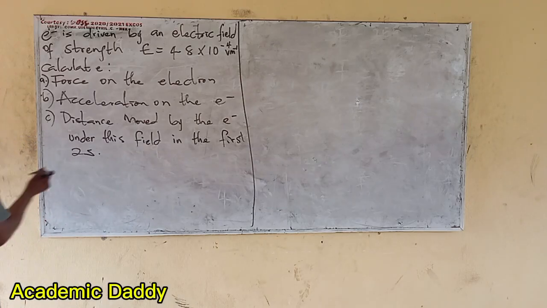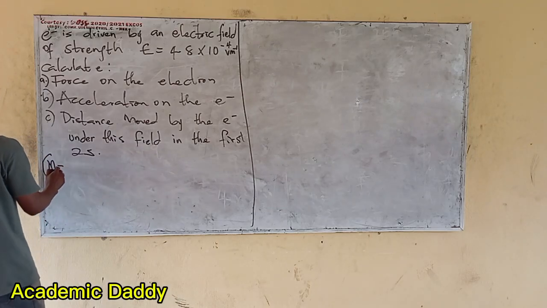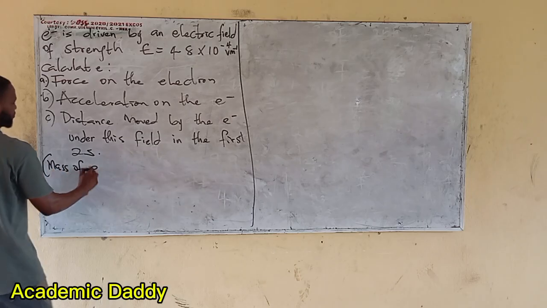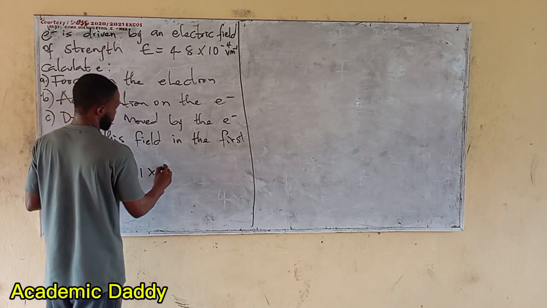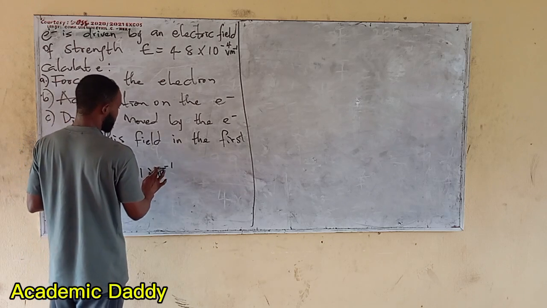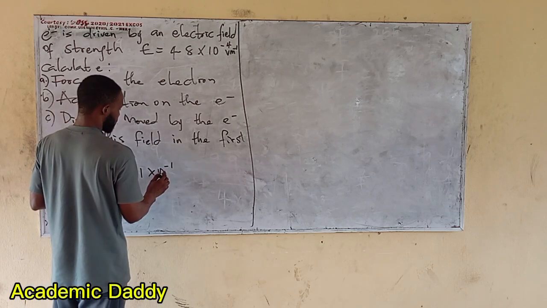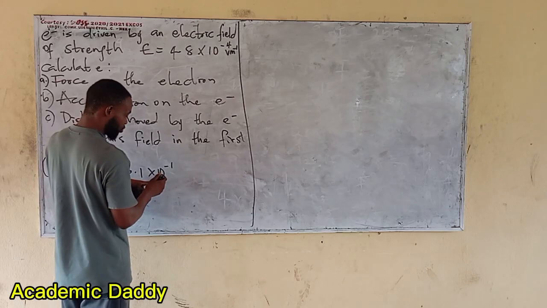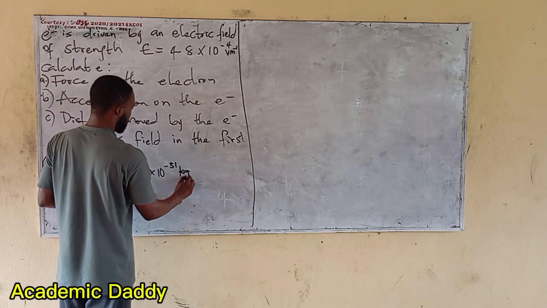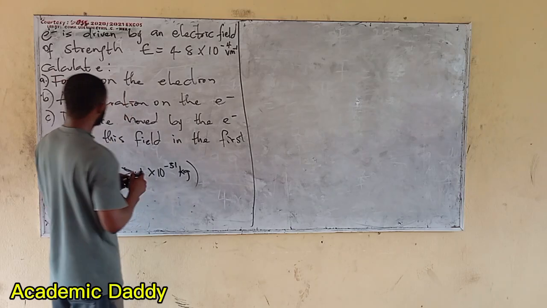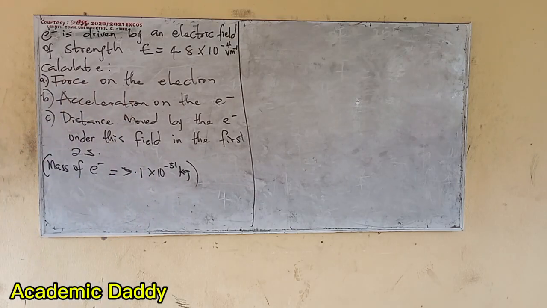Take the mass of the electron. Mass of electron is 9.1 times 10 raised to power minus 31 kg. Is it 91? 9.1 times 10 raised to power minus what? 31. Okay, kg. Is that all? Yes. Are you through?